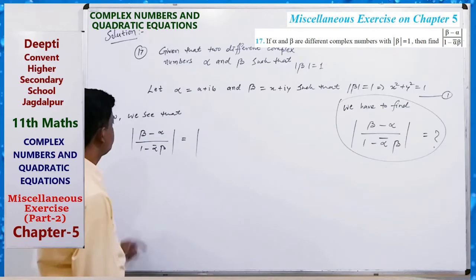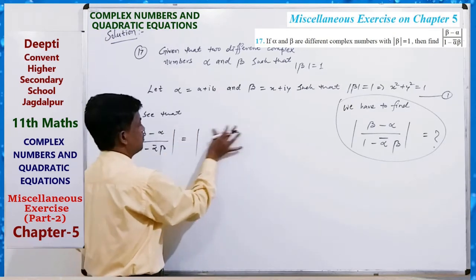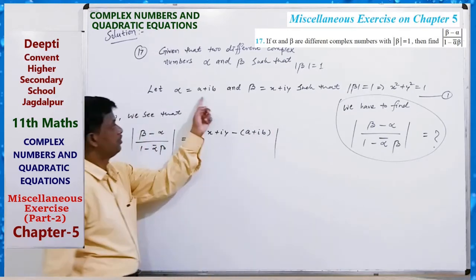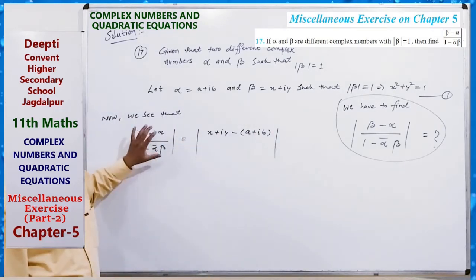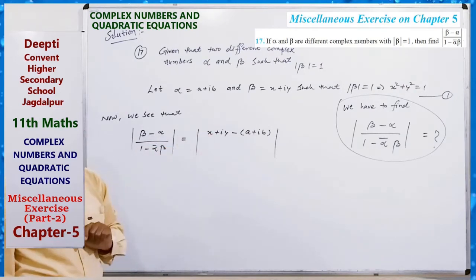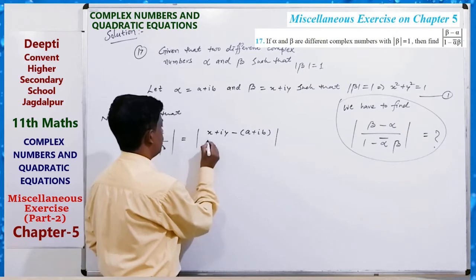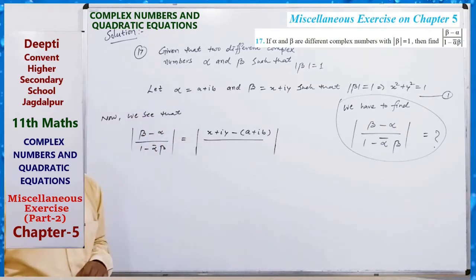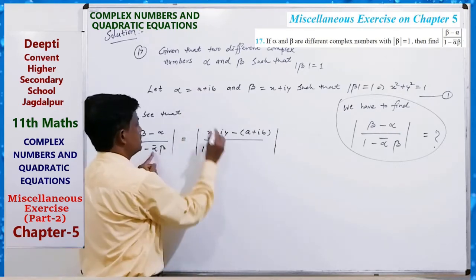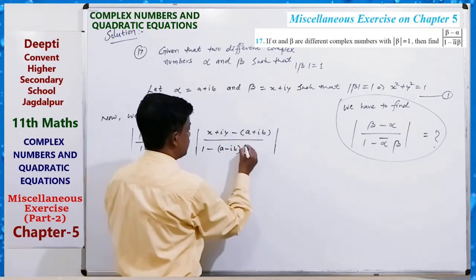Okay, these are required. So this is equal to beta, that means x plus iy, minus alpha, a plus ib. Just put the value a plus ib and x plus iy here. Okay, we will try to find the value of this. Clear? Mod of this, upon 1 minus alpha bar, which means a minus ib, times beta, x plus iy.